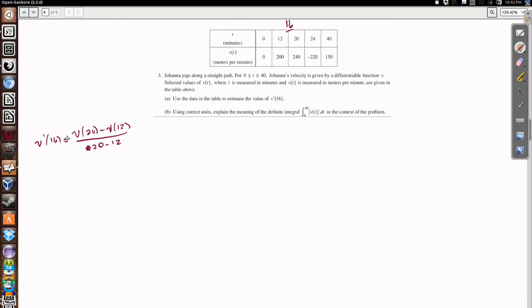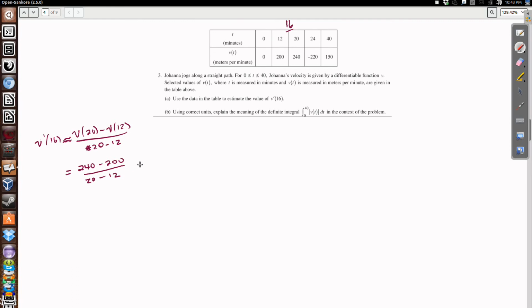Keep in mind this is an approximation. This is not the actual value. So when I approximate this, this is going to give me 240 minus 200 over 20 minus 12. Now, I'll tell you right now, number one, I'm lazy, but number two, you're not going to get any extra points if you simplify this. However, if you simplify it wrong, I guarantee you're going to lose points on this.